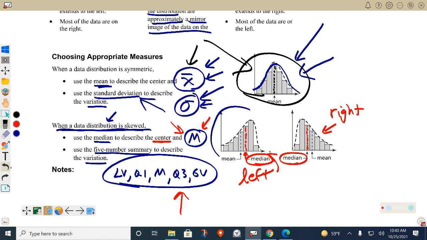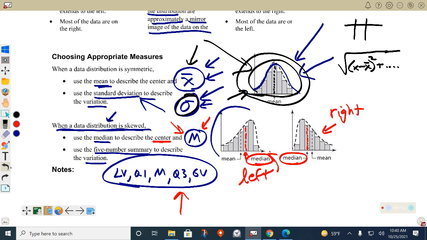Remember, standard deviation is that nasty formula where we figure out how far every data value is from the mean, square it, and add them up. And we use that 3-column process to do that. We did that last week. You would use that to describe the variation. If your data is symmetric, you use standard deviation to describe the variation. So 2 bullets for center and variation if your data is symmetric, 2 bullets for center and variation if your data is skewed. Okay, that's what the backside of your notes is all about.